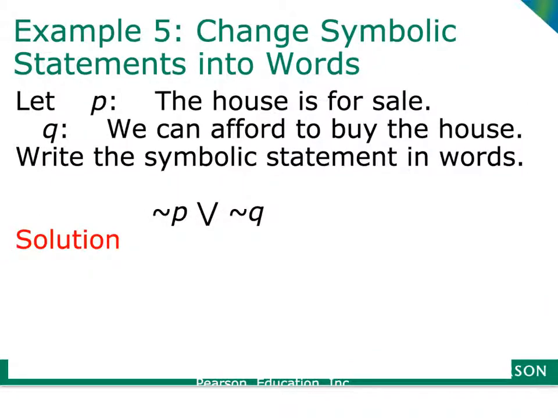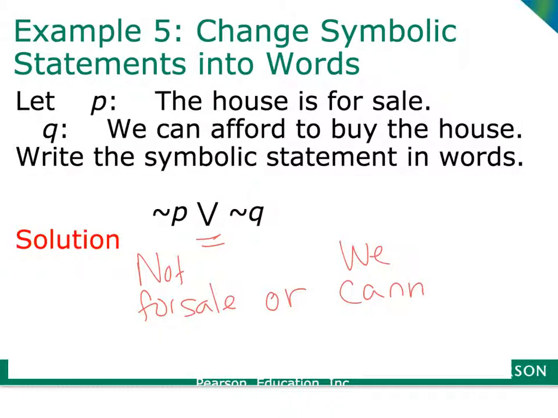Okay, let's try this symbol. Not P, so the house is not for sale. Or not Q, we cannot afford it. Either way, you're not getting the house.